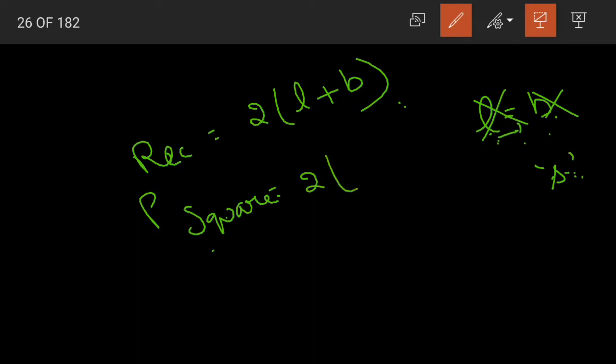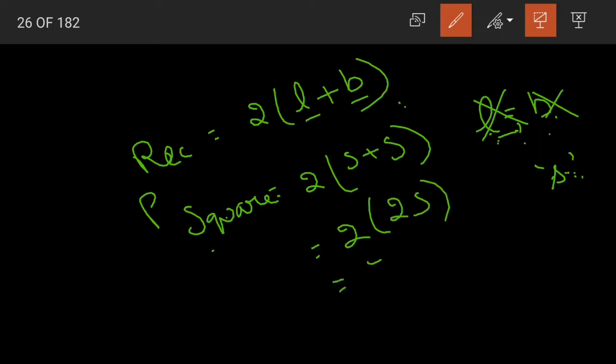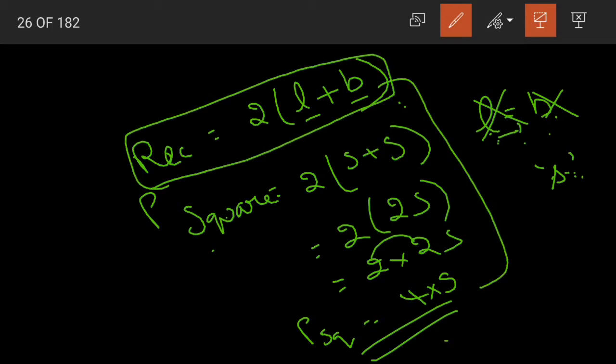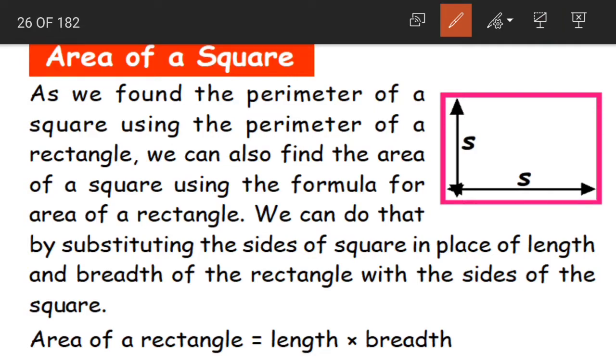So what did we do? Instead of length and breadth, we wrote side. Side plus side is equal to 2 sides. Now this is 2 into 2 sides. 2 2s are 4 sides. Perimeter of a square is equal to 4 into S. From the formula of perimeter of a rectangle, we found out the formula to find the perimeter of the square. Yes or no?